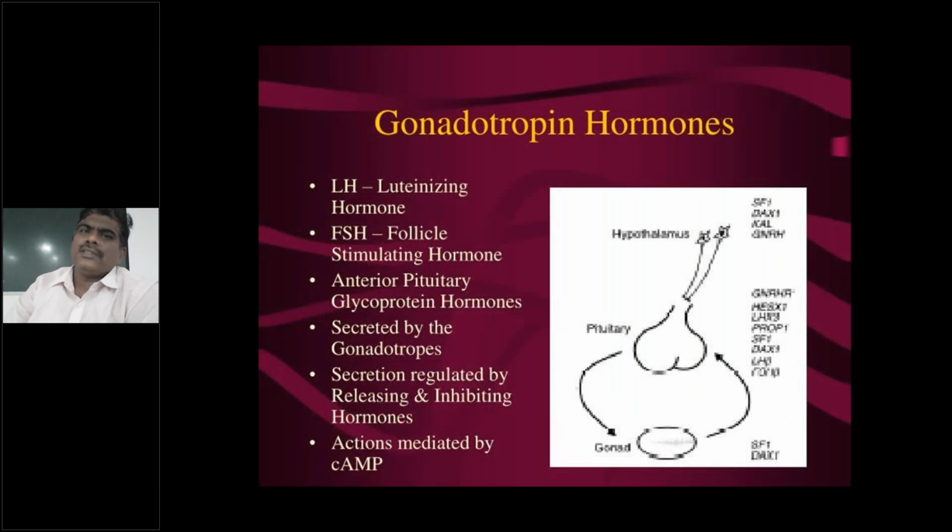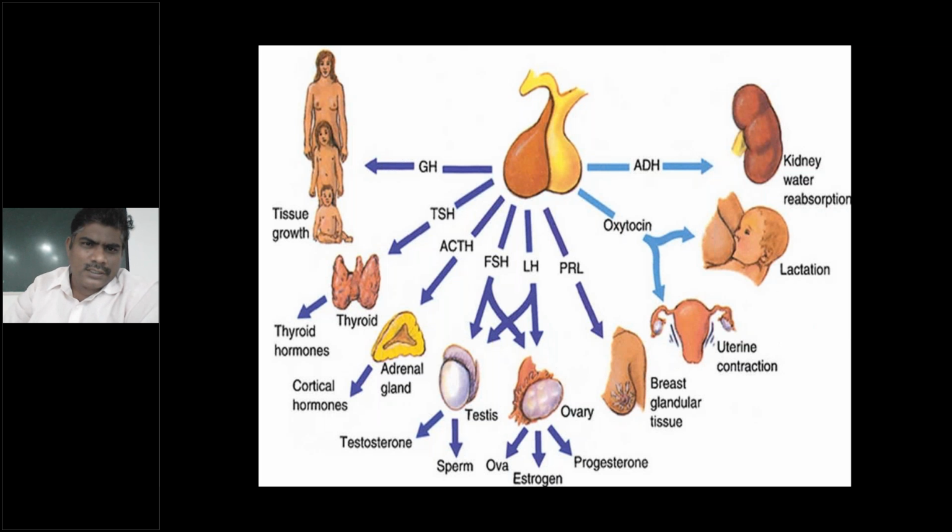So next, gonadotropic hormones. Gonadotropic hormones are nothing but luteinizing hormone and follicle-stimulating hormone. These two are glycoprotein hormones. See this one, the follicle-stimulating hormone and luteinizing hormone act on the testis and ovary.